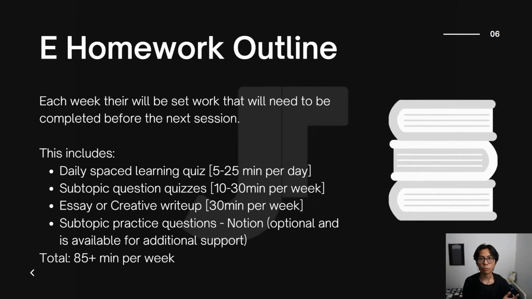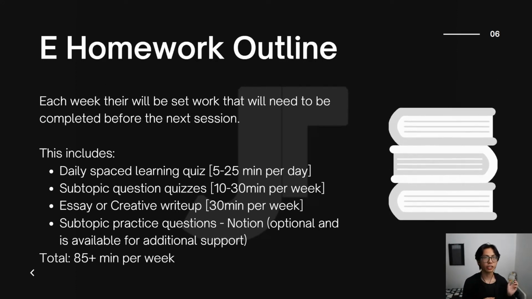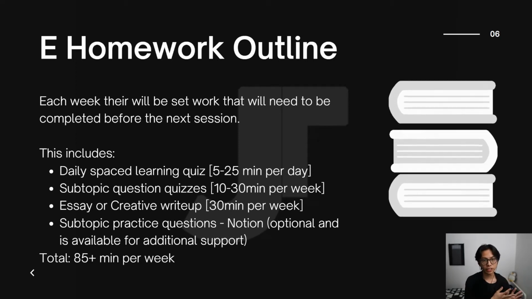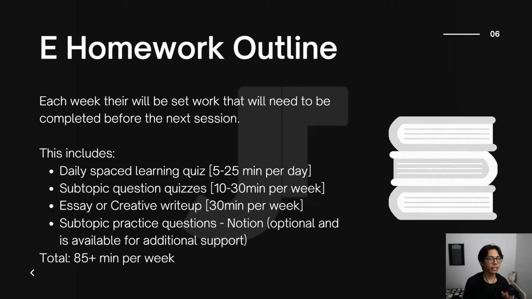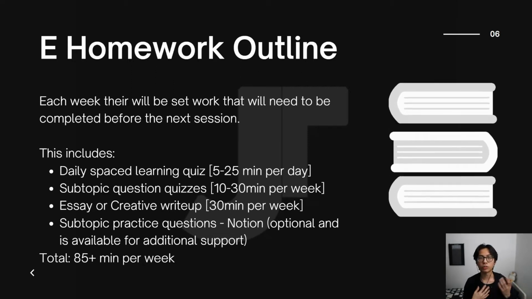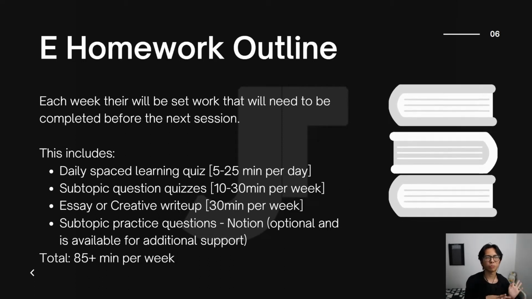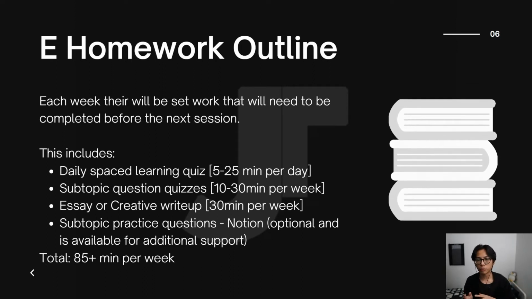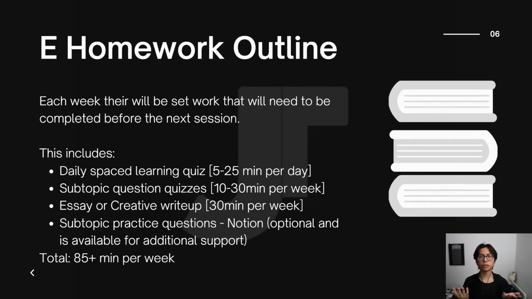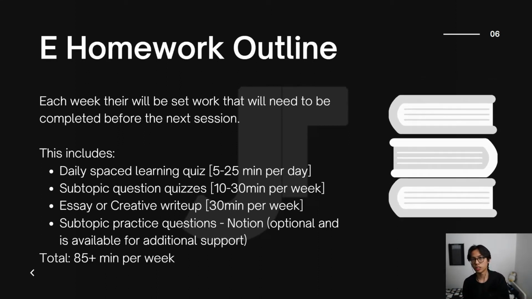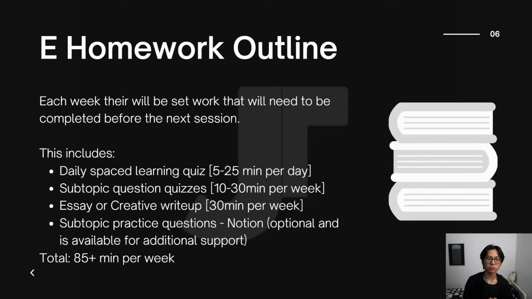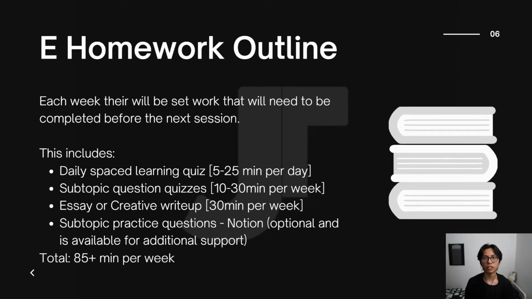The English homework outline. So each week there will be set work that needs to be completed before the next session. So there will be the daily spaced learning quiz, which is 5 to 25 minutes per day, depending on the intensity which you select. Then there's also the subtopic question quizzes, which is between 10 to 30 minutes per week. Then there's also an additional essay or creative write-up. We'll alternate between them over the weeks, and those will be 30 minutes. There's also the subtopic practice questions that are available on Notion, but that's optional and only for students who require more help. So in total, for English, you will be spending around 85 plus minutes per week on homework.